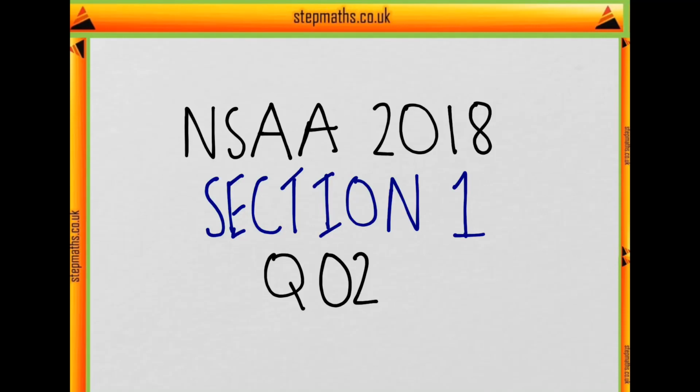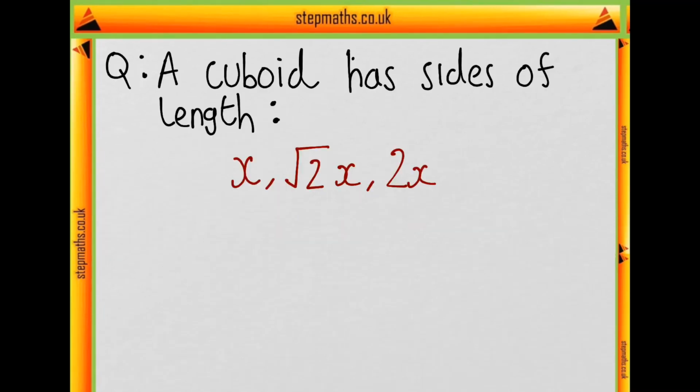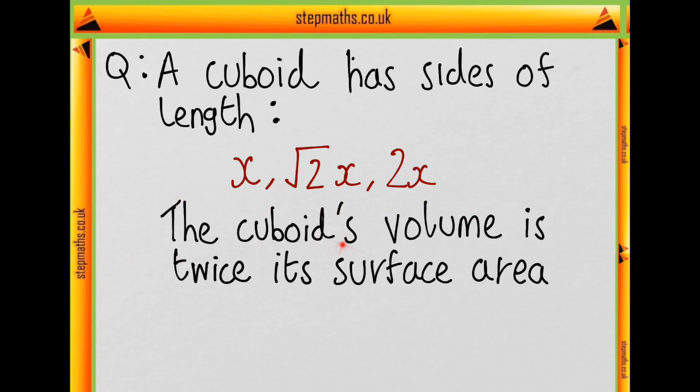This is question 2 from section 1 of the 2018 NSAA paper. In this question, we're given a cuboid that has sides of length x, root 2x and 2x, where x is some unknown positive number. We're also told that the cuboid's volume is twice its surface area. And then, as you've probably guessed, we're asked to find x.